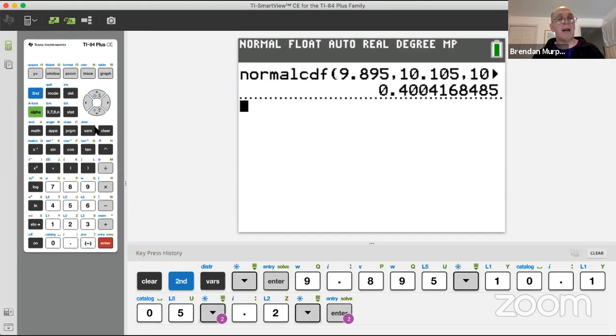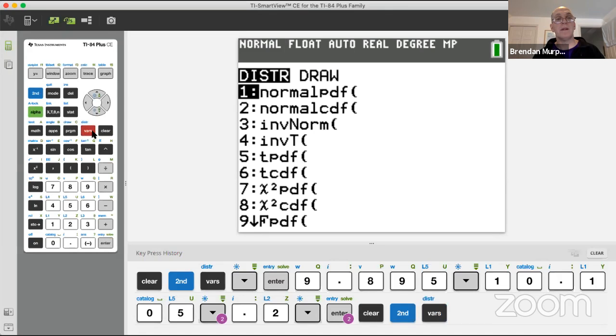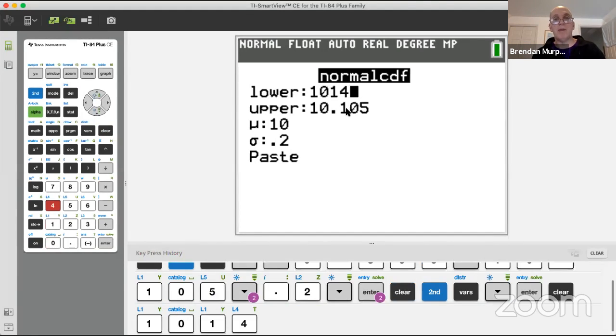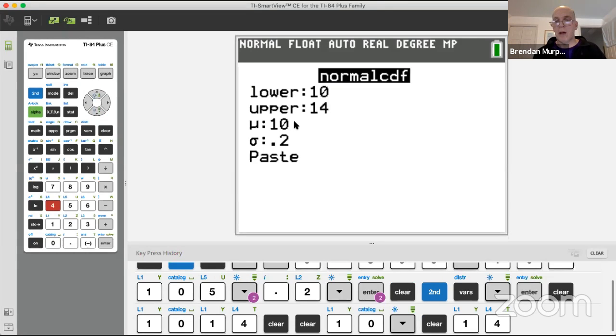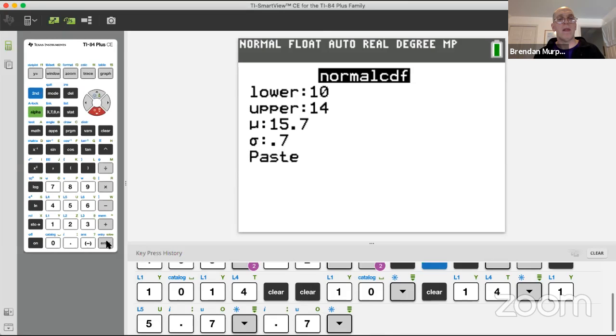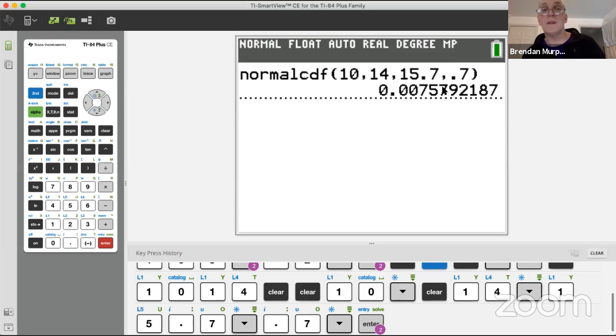So I'm going to do my normal CDF again. I'll just clear that out. Second vars, normal CDF. I want something lower than 14, so I can pretty much pick any number lower than 14. So let's do a neck size of 10 or something like that. My upper here wants to be 14. My mean we said was 15.7. My standard deviation was 0.7. And that's where I got that 0.00757.